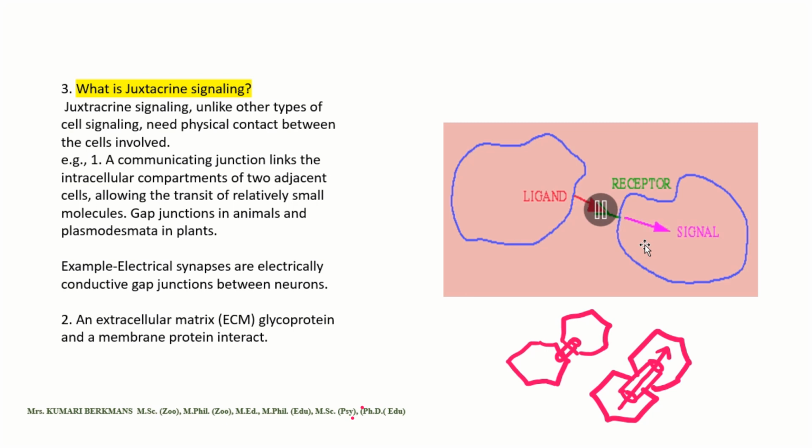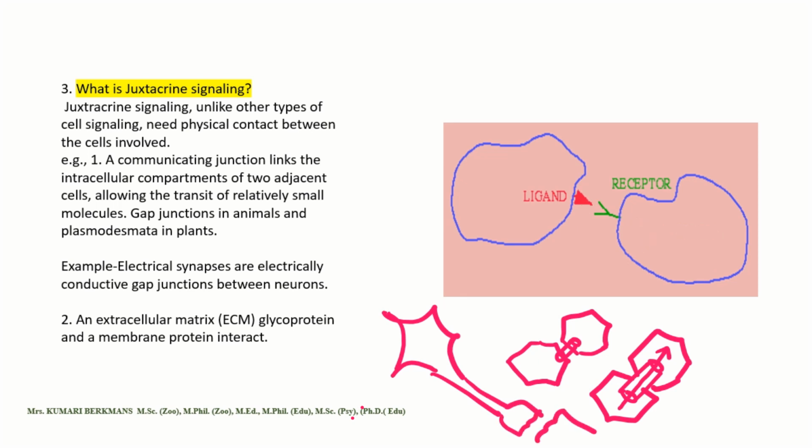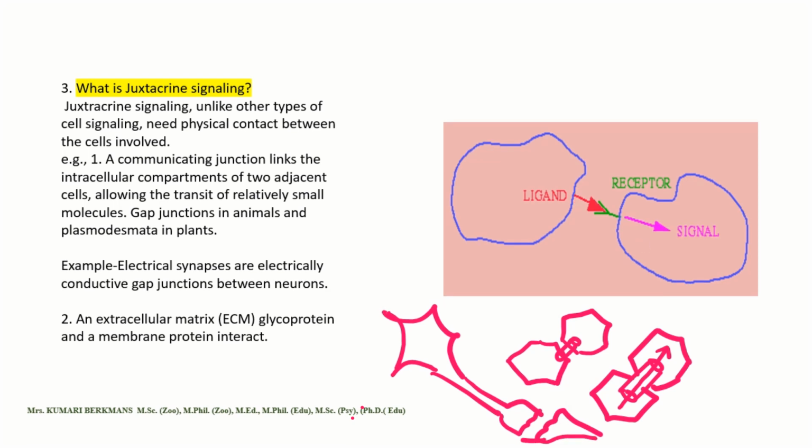Juxtacrine signaling. As well, you can see this in the nerve synapse. See, this is a cyton and this is the axon. This is the nerve terminal, and here is another nerve. This part is called the synapse. So here the materials will be transmitted from one neuron to another neuron. So this is an example of juxtacrine signaling.